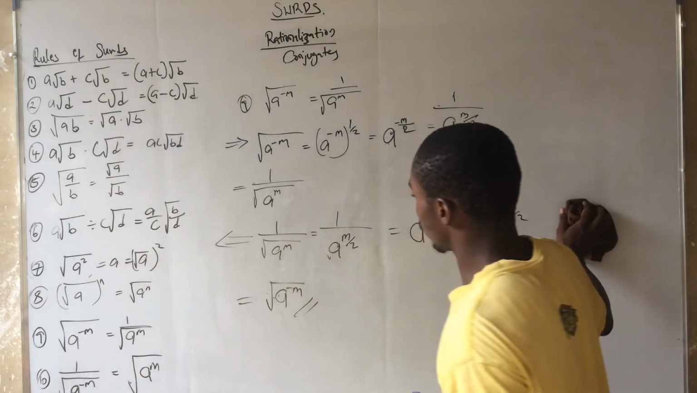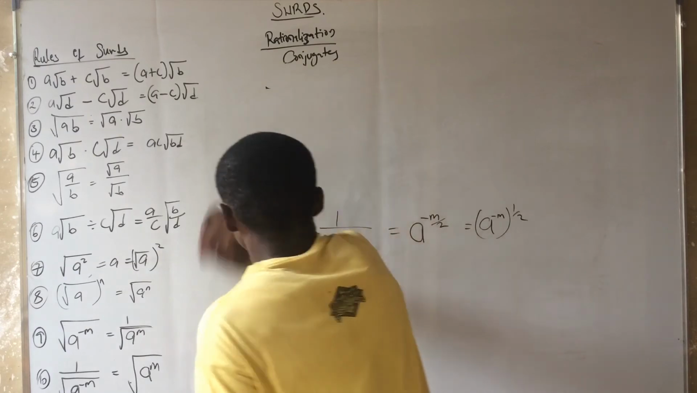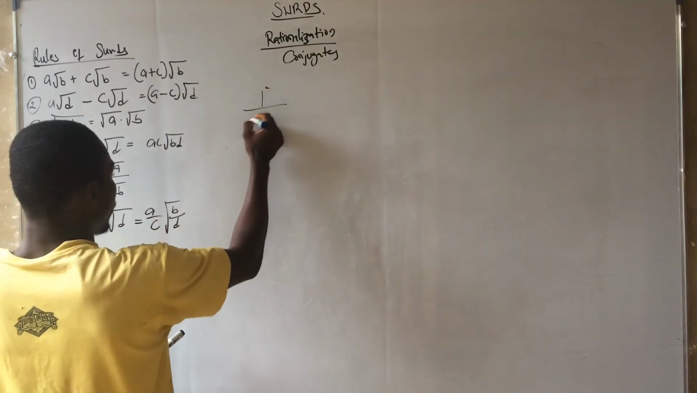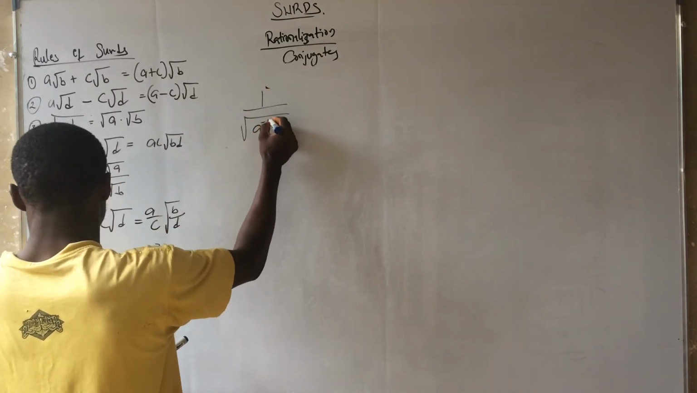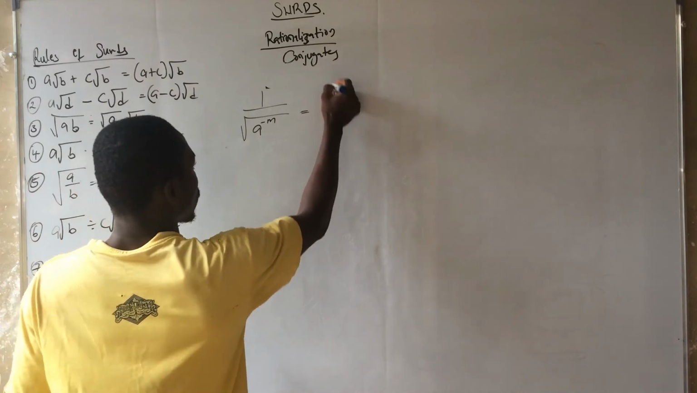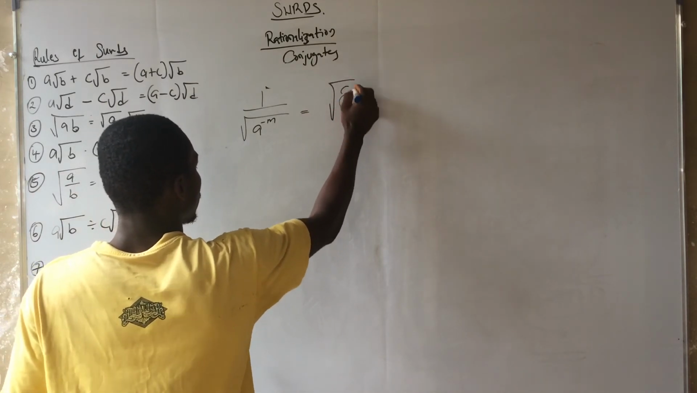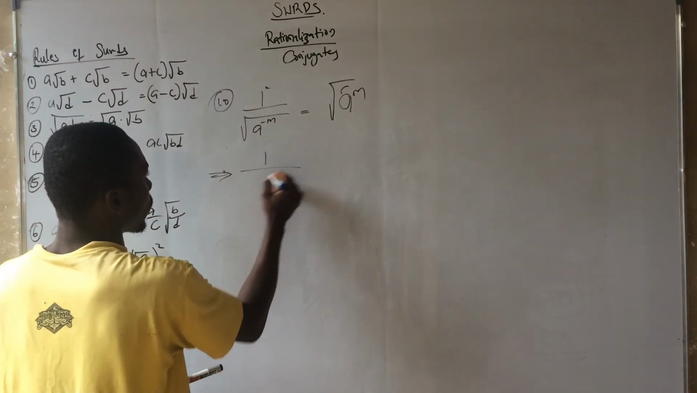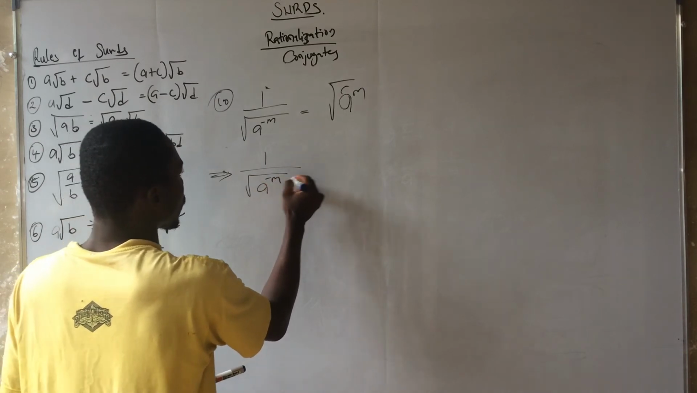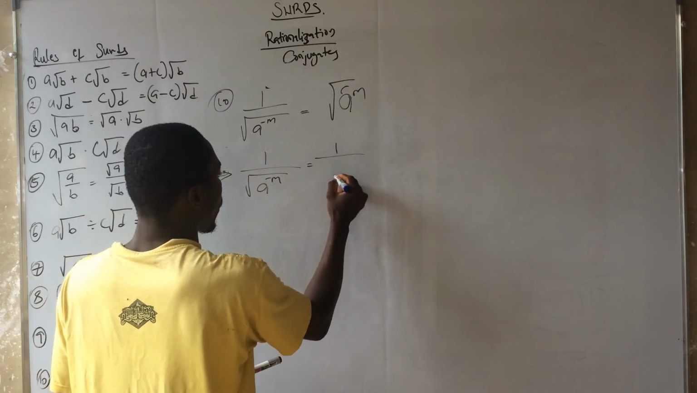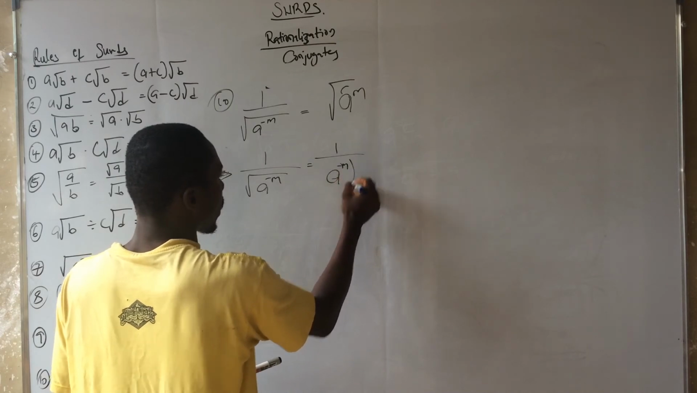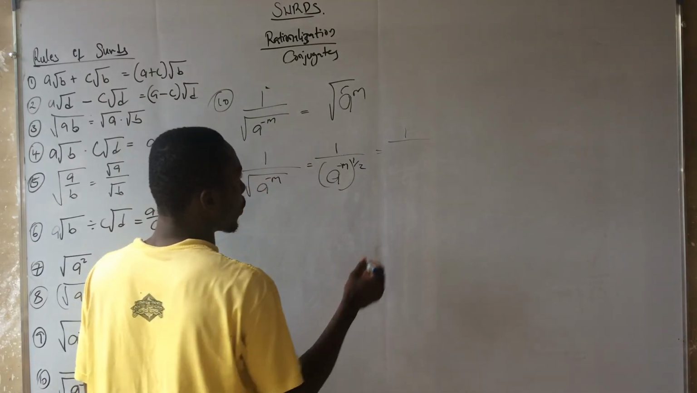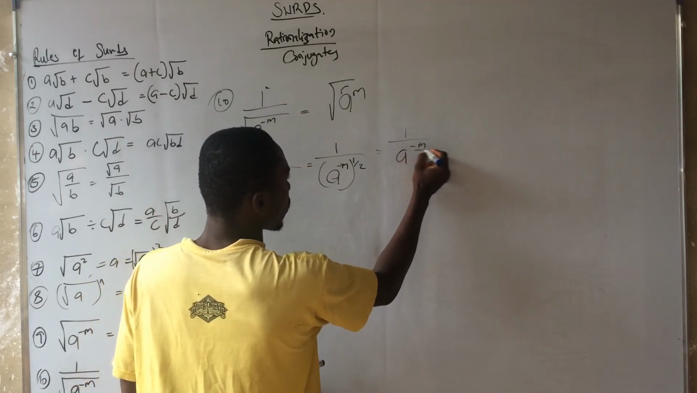We'll go over to the last one, which is number 10. Number 10 says 1 over root a raised to the power minus m is equal to root a raised to the power m. So proving this, coming from this side, 1 over root a raised to the power negative m is equal to 1 over a raised to the power negative m, to the power 1 over 2. So now this will give me 1 over a raised to the power minus m over 2.